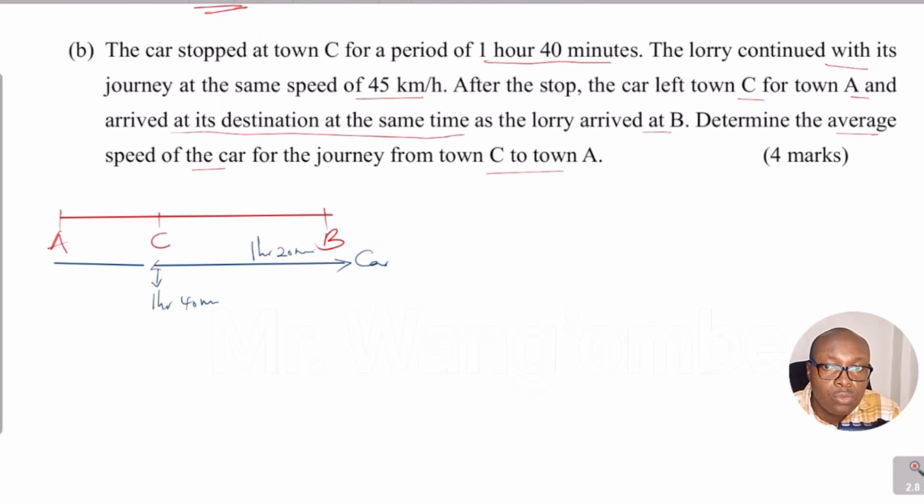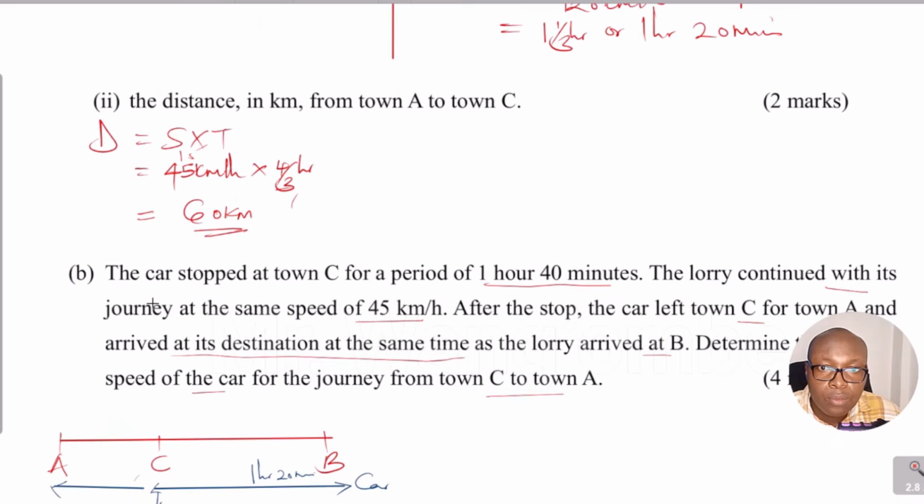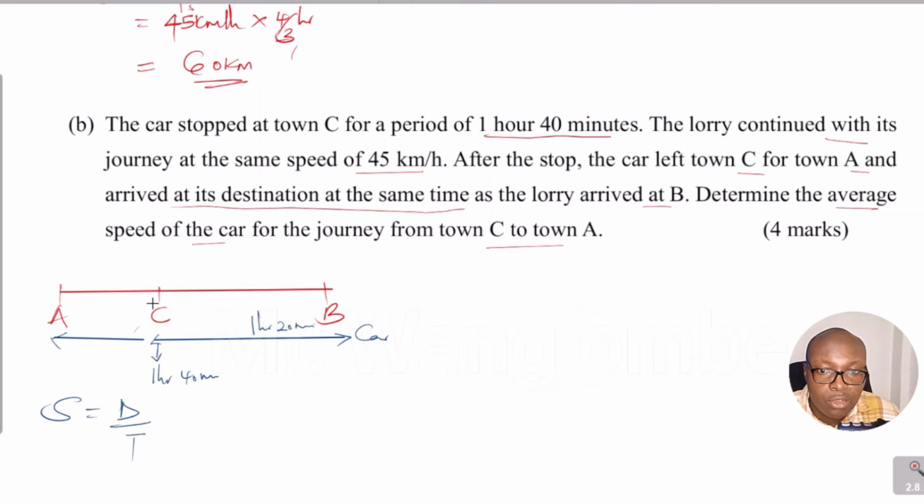Now we need to answer the question. Now from this distance, from C to A, what was the speed? And how do we get the speed? We'll get the speed by taking the distance divided by the time taken. So already we have the distance from C to A. We have it from the previous part, part 2. We got the distance from A to C as 60 kilometers. So we have that. What we are missing is the time taken from C to A.